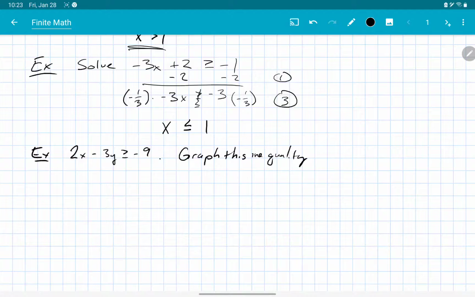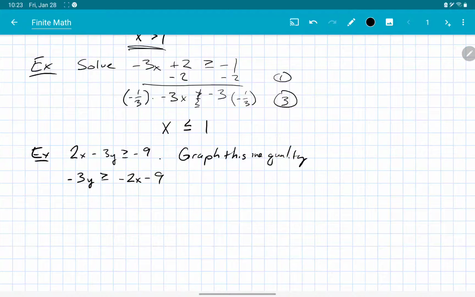But usually the way that we do that is we isolate the y and get it in slope-intercept form. That's probably the most common way in which you're used to graphing lines, right? So let's isolate the y. That means subtracting the 2x from both sides. So we get negative 3y is greater than or equal to negative 2x minus 9.